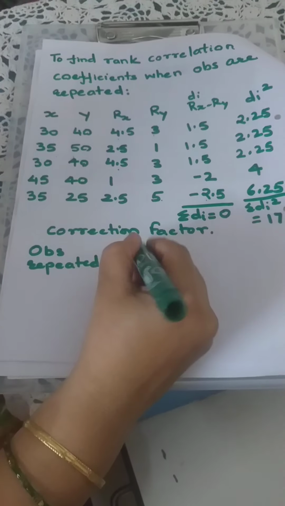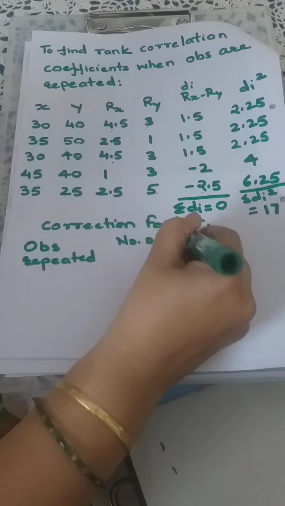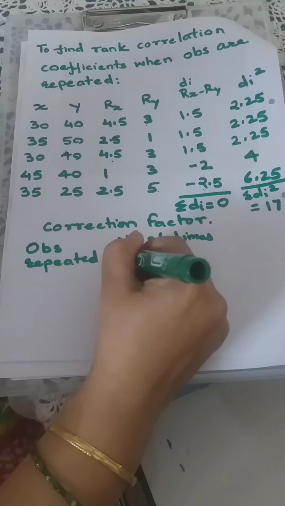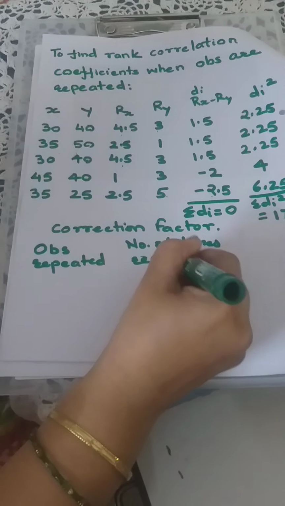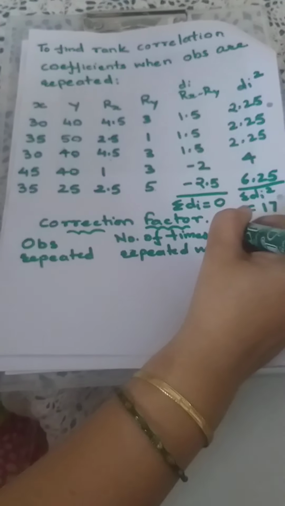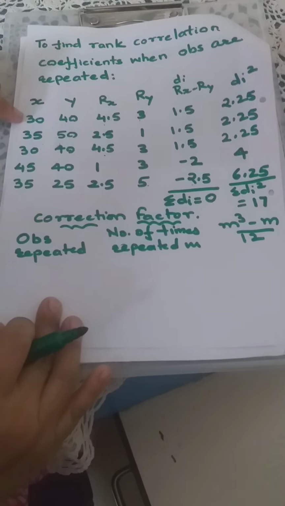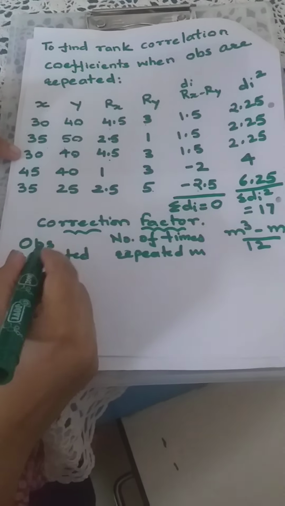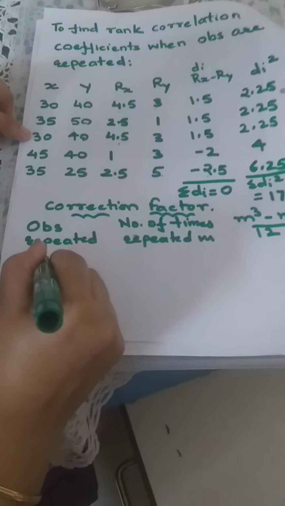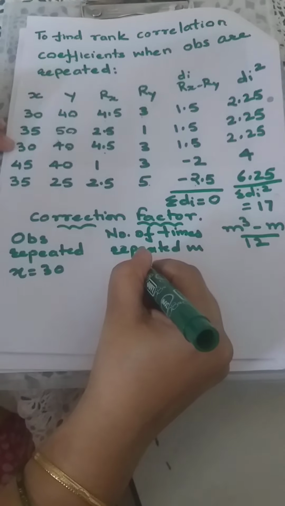The second column talks about the number of times it is repeated. So this value I give it as m. Right. And the last column is I should find out m cube minus m upon 12. Right. So for the x variable, x equal to 30 is getting repeated. How many times? It is repeated 2 times here.